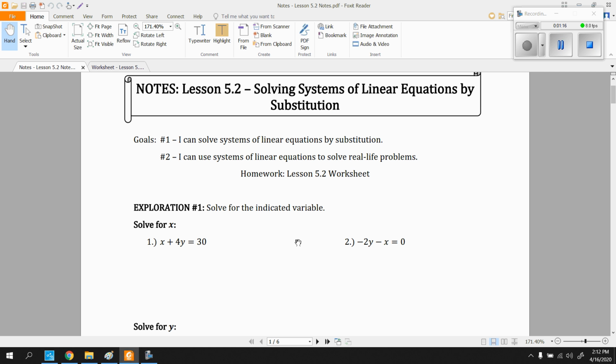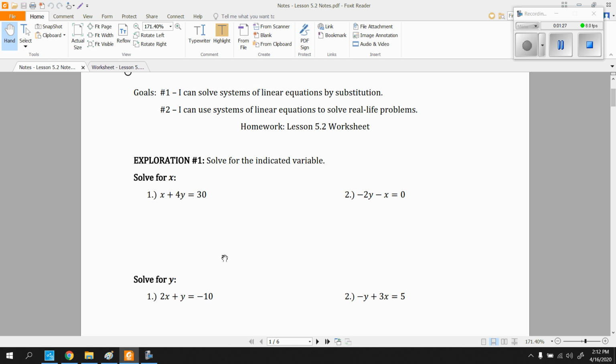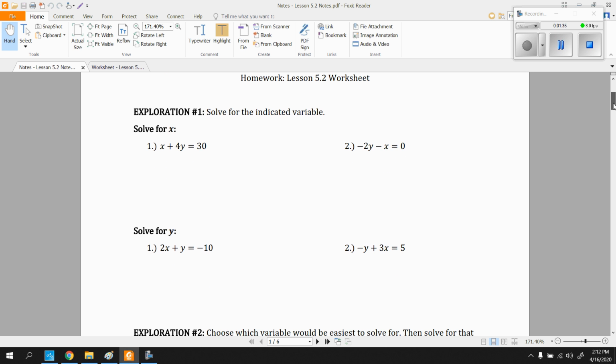So no actual graphing in lesson 5.2, but we're going to recall some other skills to help us solve using substitution. Okay, so we'll go through the exploration here relatively quickly. Again, this is kind of reviewing some skills that we should be familiar with, that we've done this school year, that's going to tie into today's lesson.